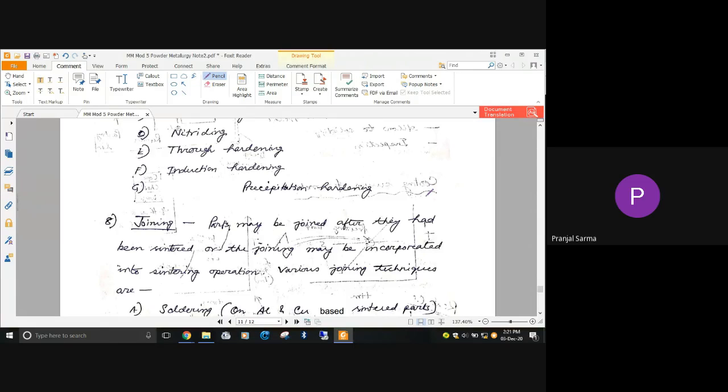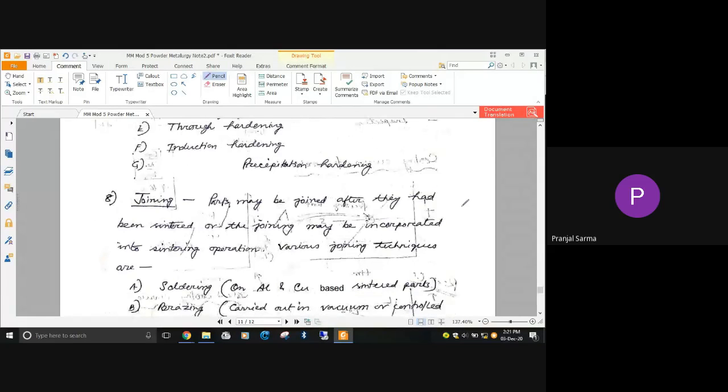By properly controlling the heat treatment, sometimes you can even go for recrystallization. New grain can be grown, and the growth of the grain can be controlled as per the requirement of the particular service process. The growth of the grain can either be inhibited, or proper growth can be given, depending on the process in which you are going to utilize that powder metallurgical part.